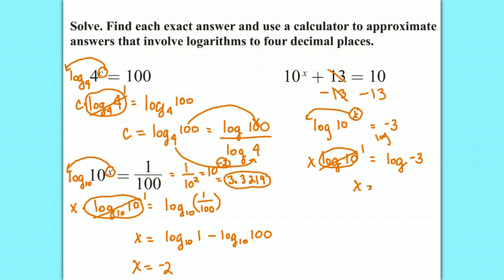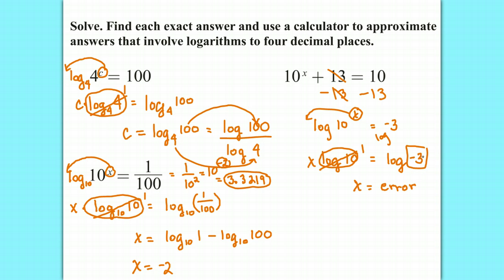So you can type that right into your calculator because your calculator does log base 10. So if you do log base 10 of negative 3, what happens? You get an error message. Well, the reason is that you cannot take a logarithm of a negative number.